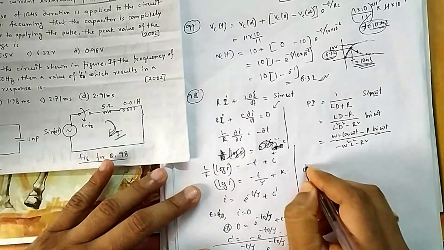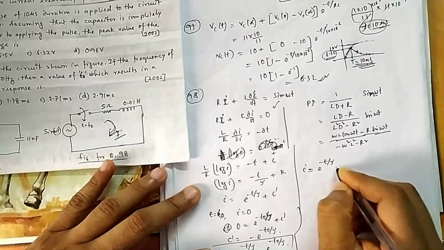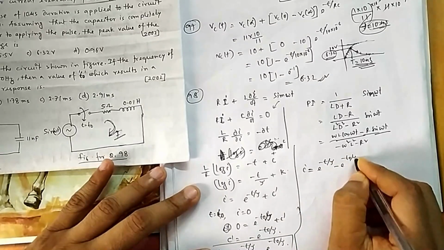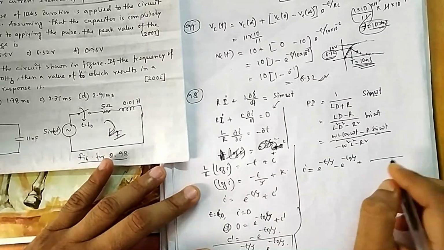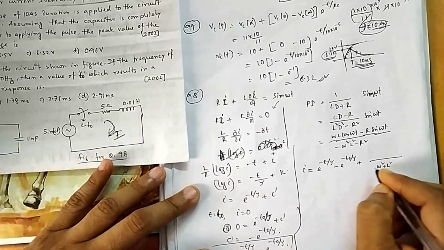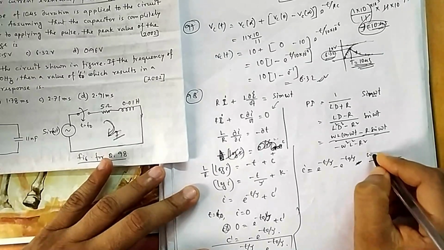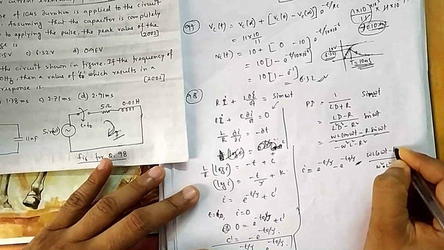So the final response will be CF plus PI, so e to the power minus t by tau minus e to the power minus t0 by tau, plus this one. If I take the minus there, it is omega square L square plus R square, times omega L cos omega t minus R sin omega t.